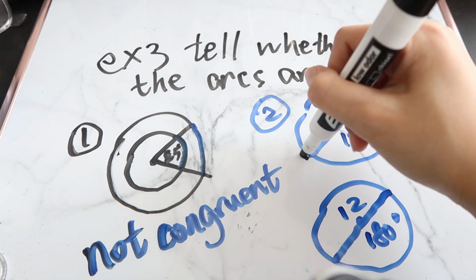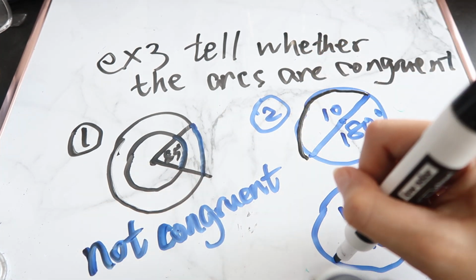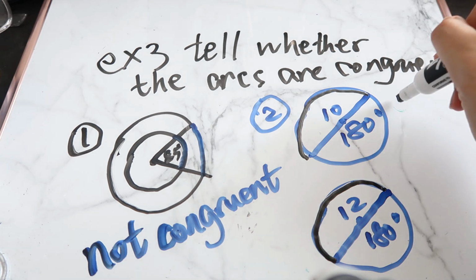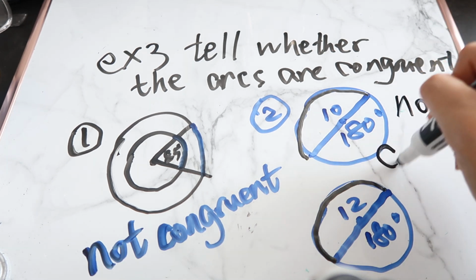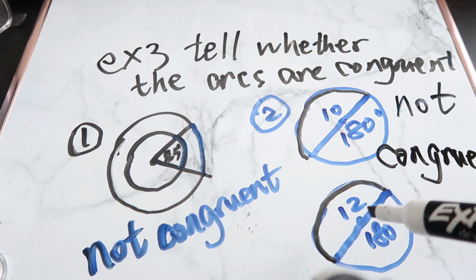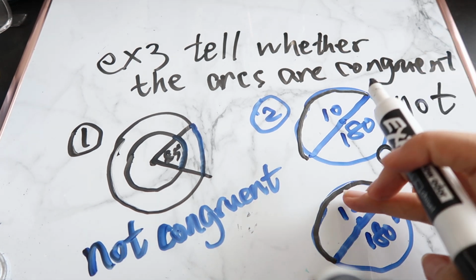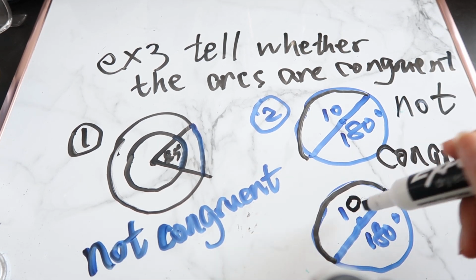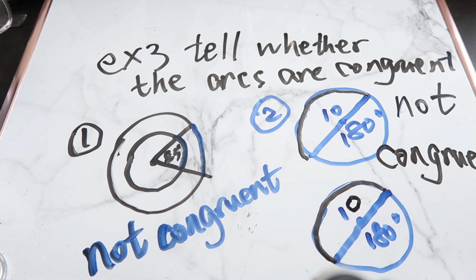So if you're trying to figure out whether this arc and this arc are congruent, the answer will be no, they are not congruent, because you would always have to have the same value for both the angles and either the diameter or the radius. So let's say if I change this 12 to 10 as well, so if this is 10, then the answer will be yes, they're congruent.